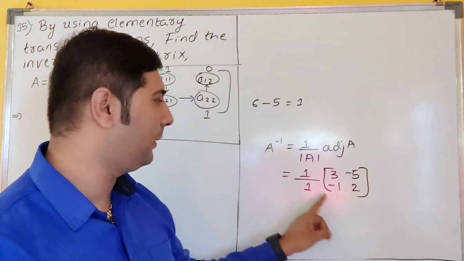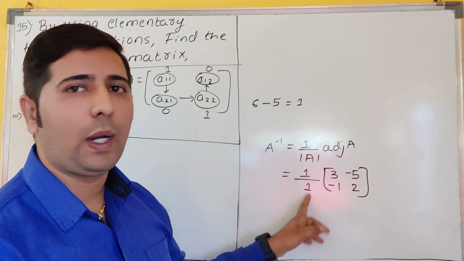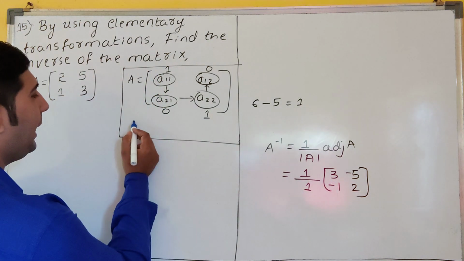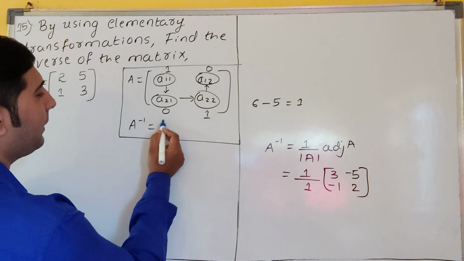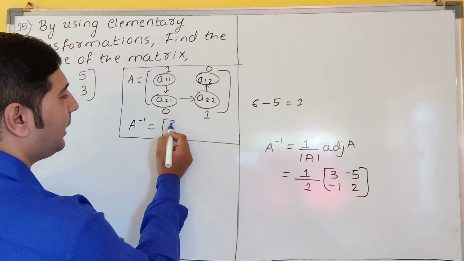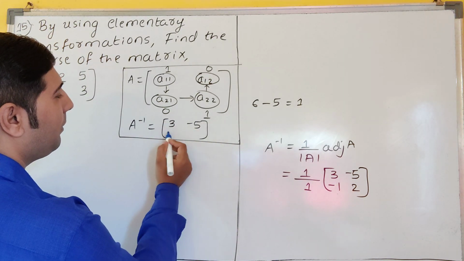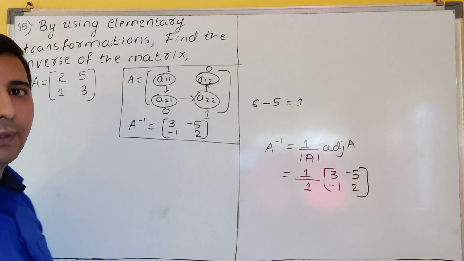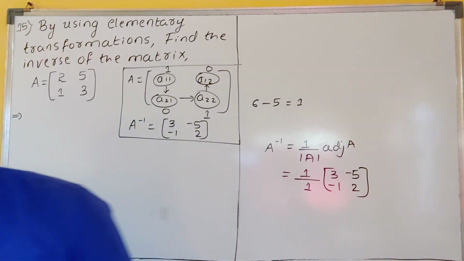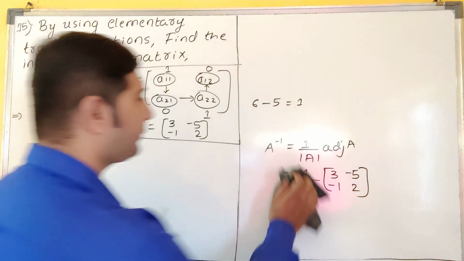How to write in shortcut. So 1 by 1 is 1, 1 into anything is the same. So your A inverse is what? Directly you can write A inverse is 3, minus 5, minus 1, 2, dear students. I hope it is clear. So I will erase this one.